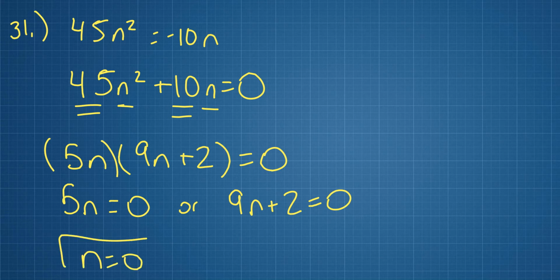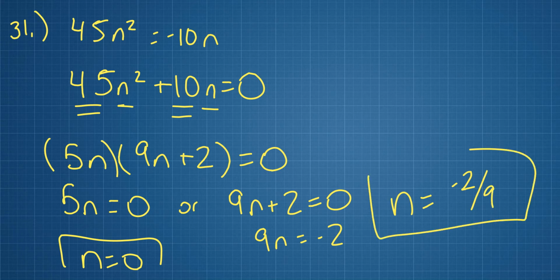N equals 0 is my first answer. I subtract 2, so I get 9n equals negative 2. And then I divide by 9, so n equals negative 2/9. Those are my two answers.